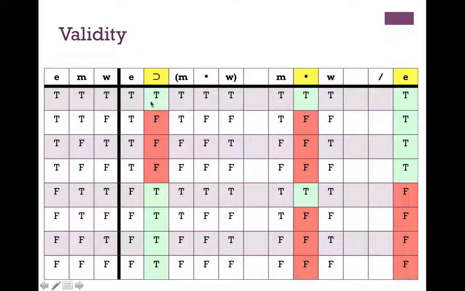I've already constructed this for you. You don't have to do it all. And we notice we come right down here, row 1, 2, 3, 4, 5. Row 5: true, true, false. And we see that this argument is invalid, and row 5 proves that.